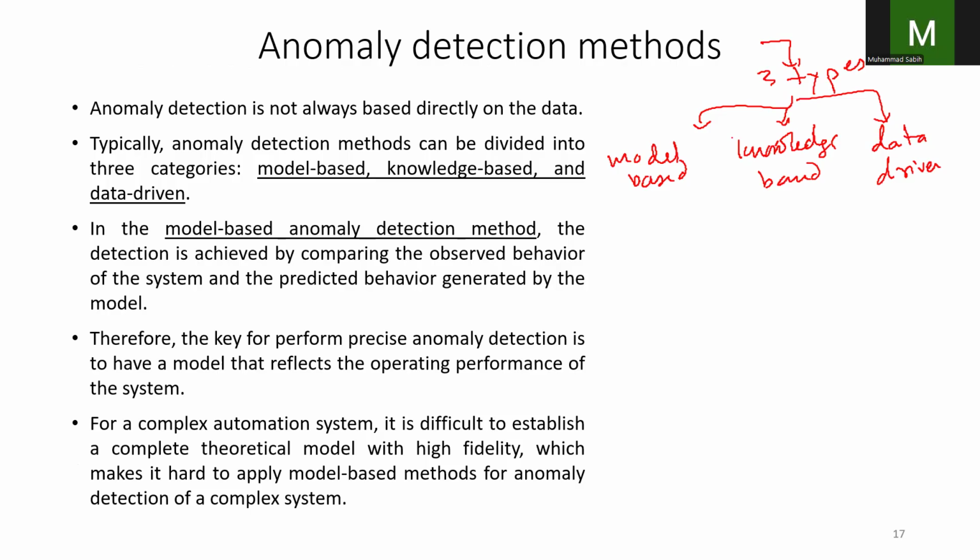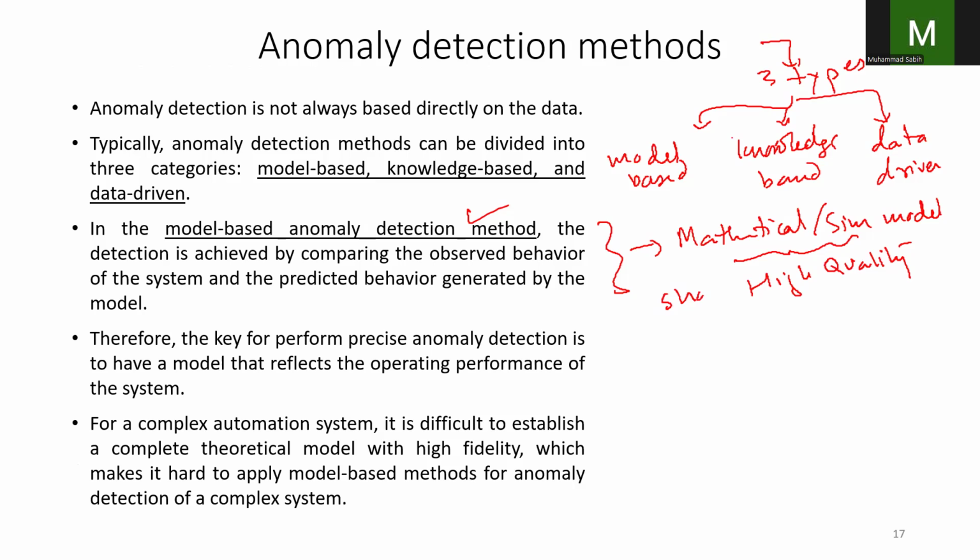In the model-based anomaly detection method, we use a mathematical or simulation model to describe how the system is expected to behave, and anomalies are identified by comparing the model's prediction with the actual observation. So the key requirement here is having a high quality model that can accurately reflect the system's behavior in real-time performance.